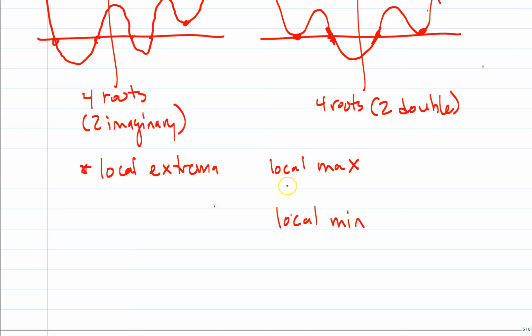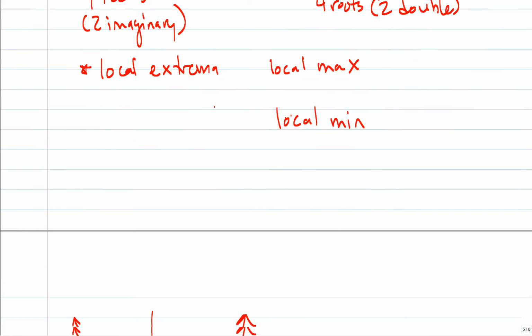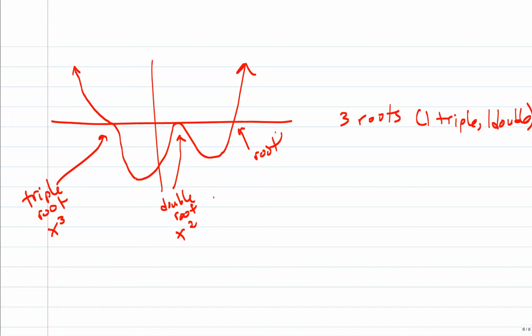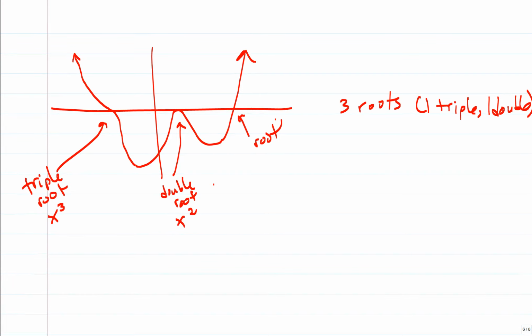Local extrema would be local max, local min. You can have multiple local maxes, multiple local mins. And then we'll have the actual max and min, which we should be able to read from the graphs. One more thing before we do some practice.